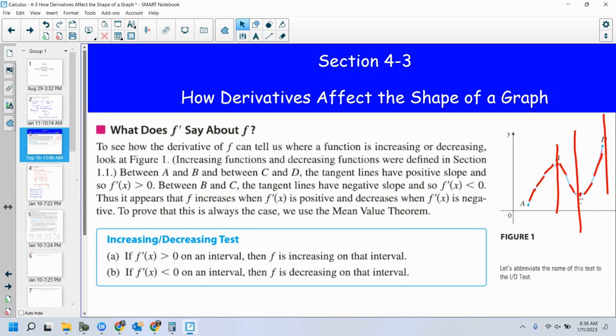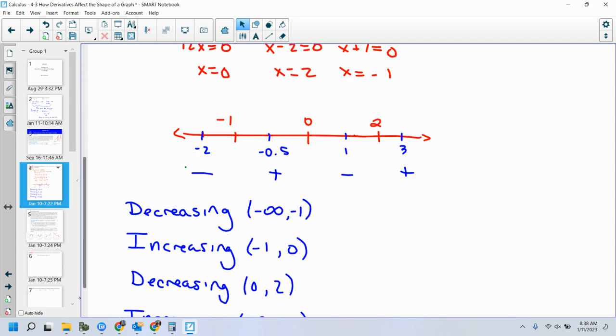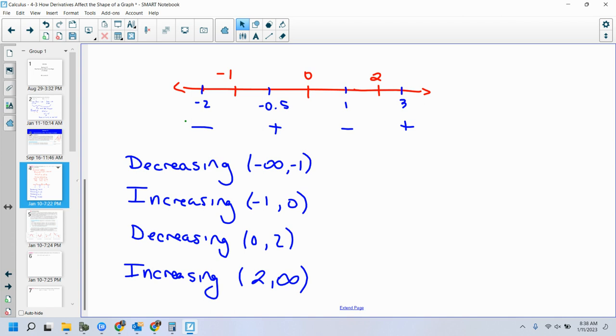And there are points on the graph where you say, well, the derivative is zero, so therefore it's got to be a maximum or minimum value. And then we said, okay, this is the increase-decrease test, right? This is the ID test, as the book calls it. Find where the function is increasing and decreasing and find the critical values. And then you basically create a number line for yourself, pick some test values, and then you say, well, I know it's decreasing and increasing on certain intervals.